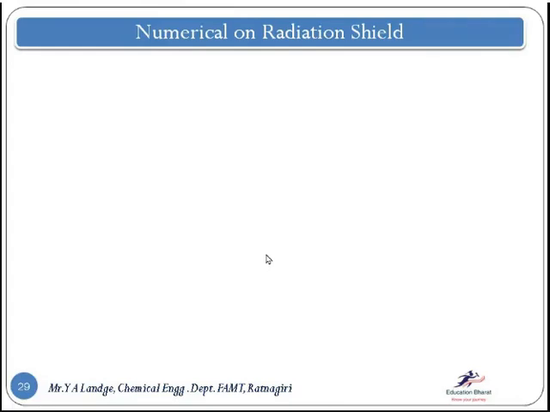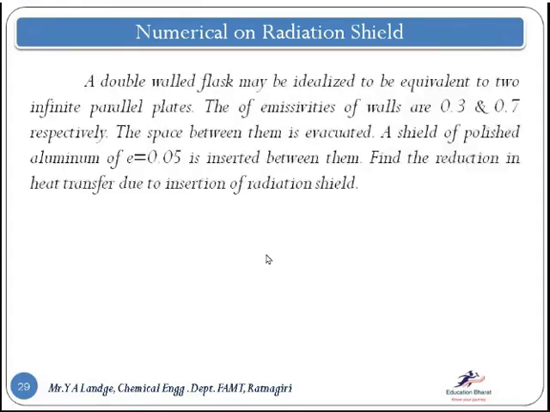Numerical on the radiation shield. Now this is the numerical. A double wall flask may be idealized to be equivalent to two infinite parallel plates. The emissivities of the walls are 0.3 and 0.7.